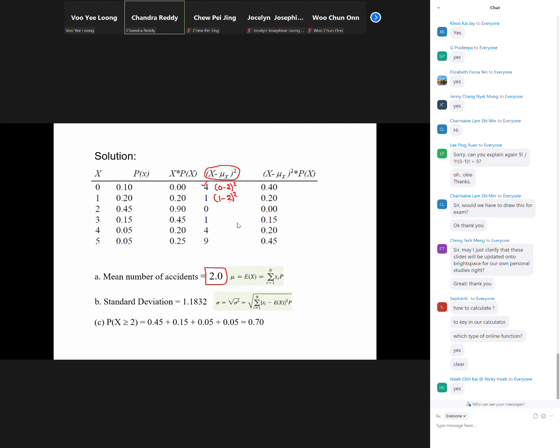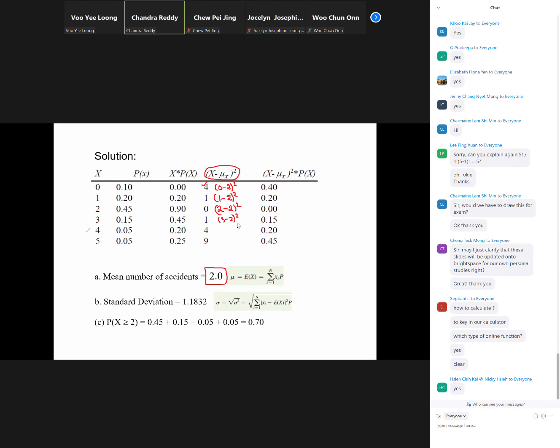Okay, so 1 minus 2 whole square is minus 1, minus 1 square is 1. Then for the next one, 2 minus 2 whole square, you get 0. So then 3 minus 2 whole square. X is 3 here. So 3 minus 2 whole square.